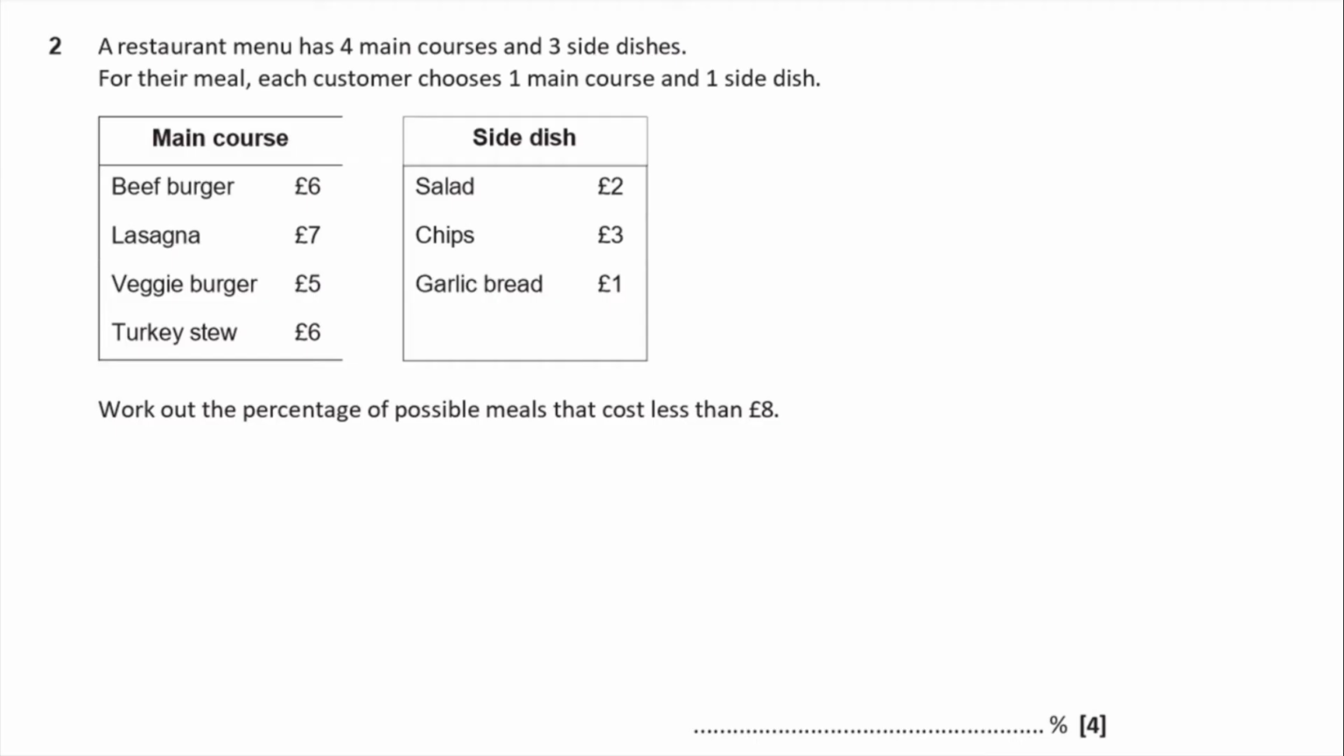Question 2. A restaurant menu has 4 main courses and 3 side dishes. For their meal, each customer chooses 1 main course and 1 side dish. Work out the percentage of possible meals that cost less than £8.